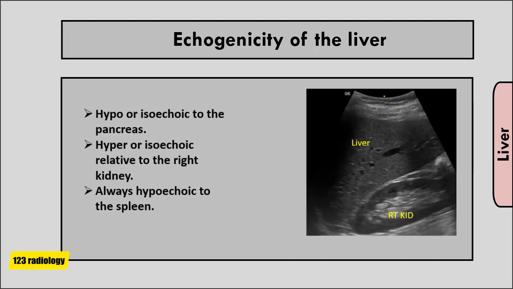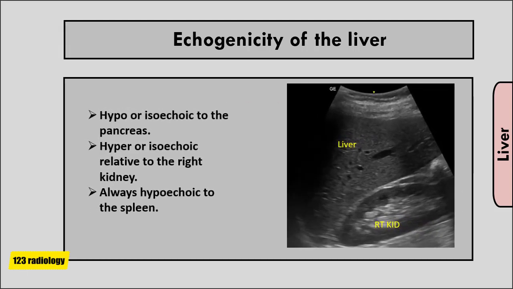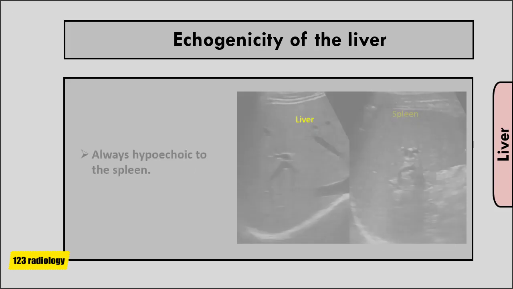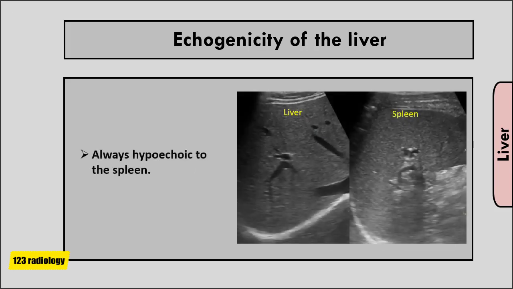So looking at images, we get the liver adjacent to the right kidney, and you can see the liver here is hyperechoic relative to the right kidney. Another example, the liver and spleen. As you can see on this image, the liver is hypoechoic relative to the spleen.